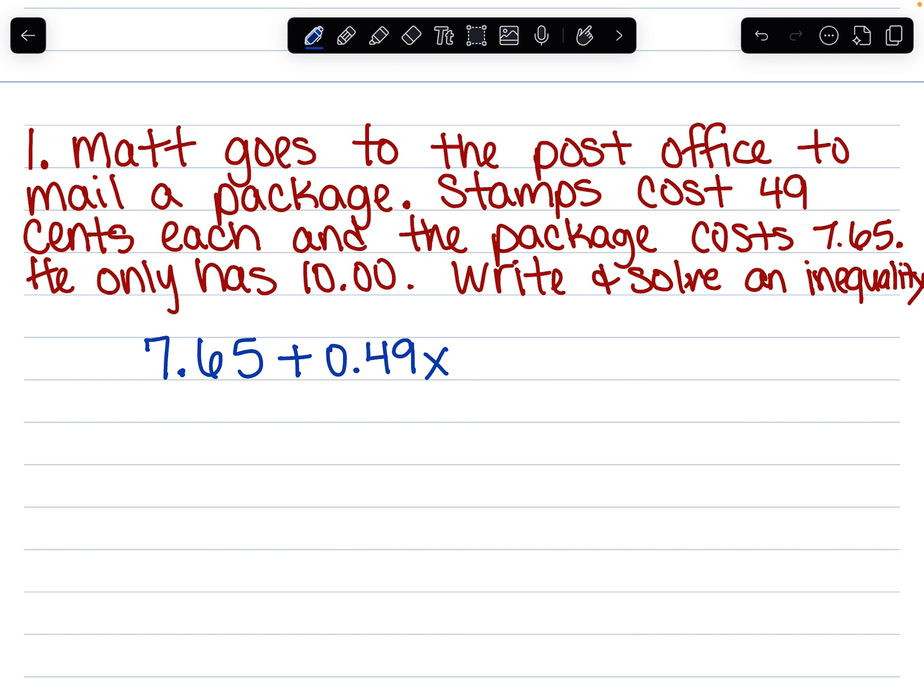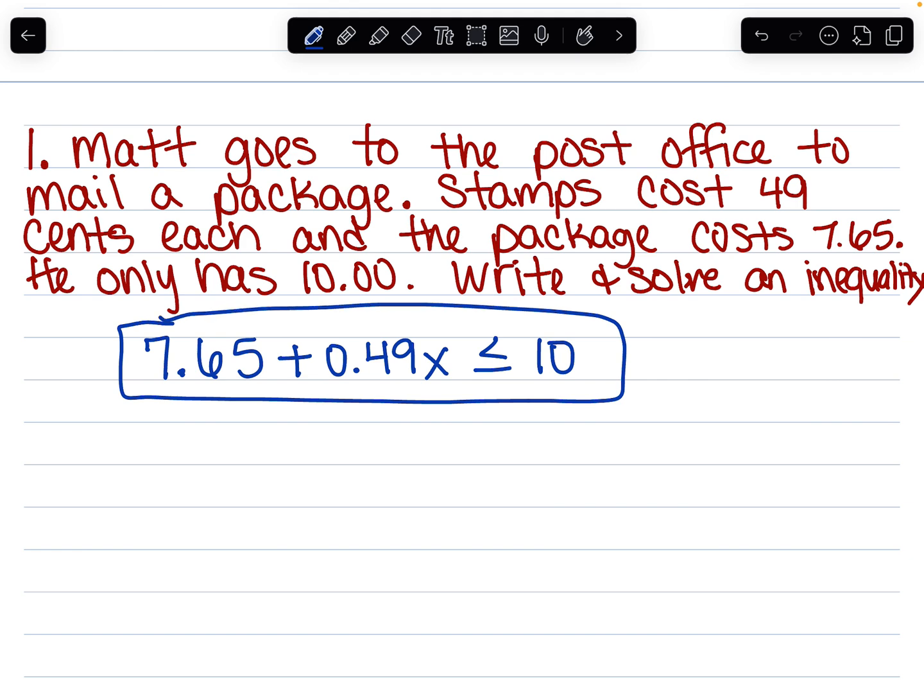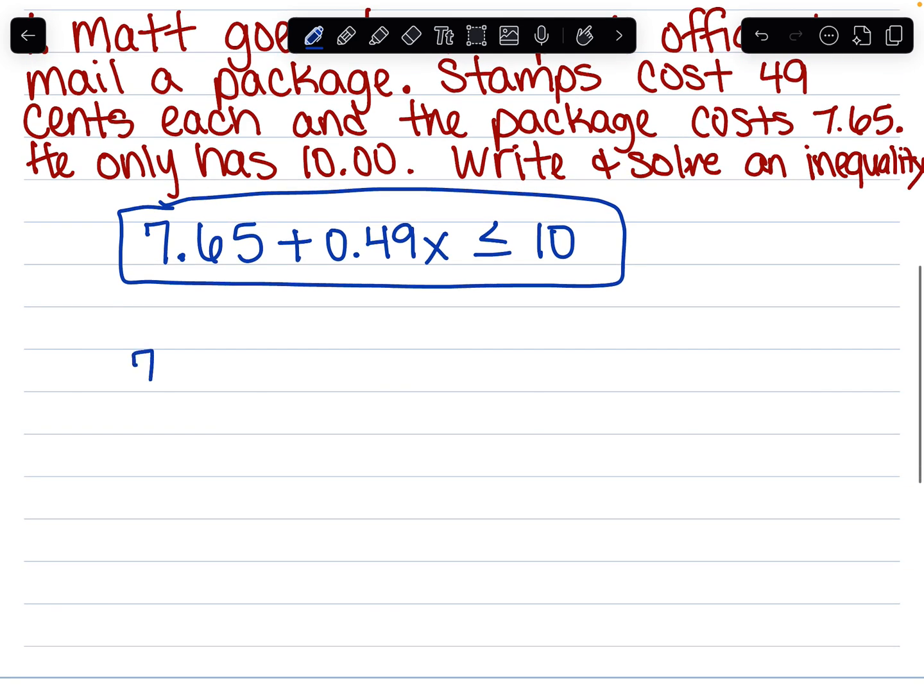And then if he only has $10, what inequality symbol should I be using? Less than or equal to, because the amount I'm spending has to be less than or equal to $10. Good. Okay, so this is the first thing to write my equation out. And then I'm just going to rewrite it so I can solve. So 7.65 plus 0.49x less than or equal to 10.